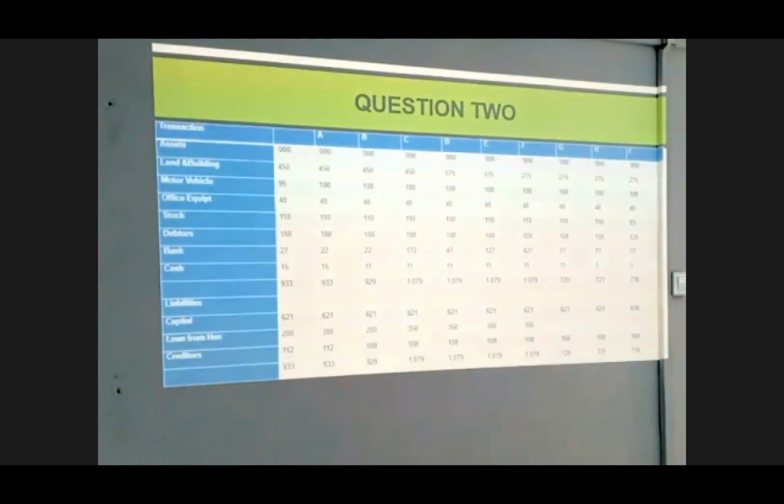No, the cash, has the cash gone up? No, the cash is the same. Look at it. The bank has gone up by what? 150. And our loan from Hen has also gone up by what? 150.